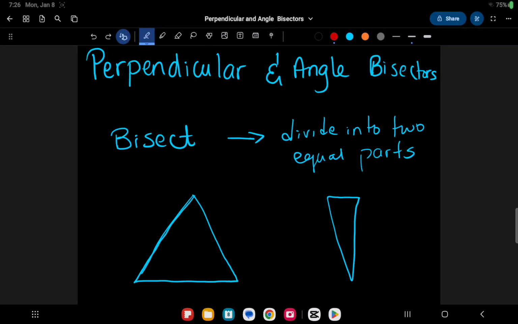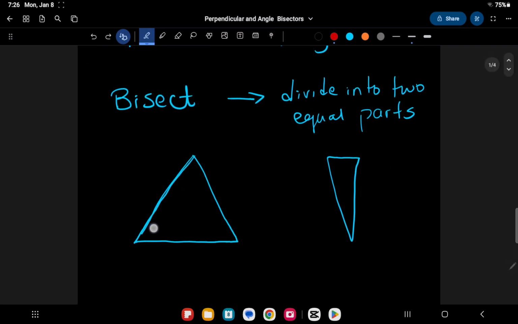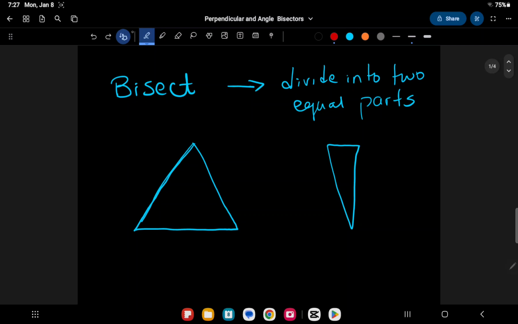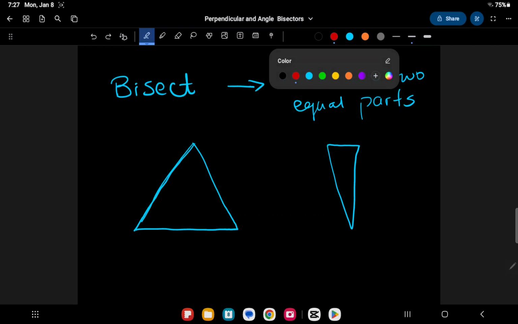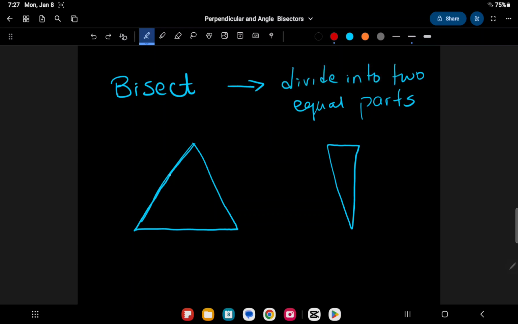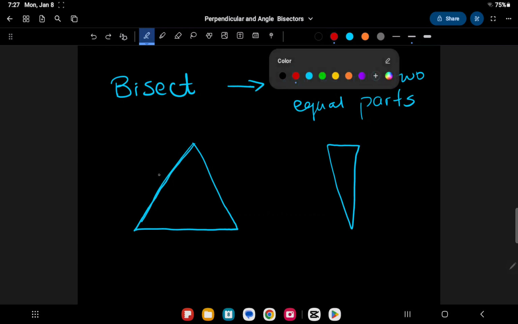This is about perpendicular and angle bisectors. The word bisect means to divide into two equal parts. Now you're looking at an isosceles triangle. An isosceles triangle has two equal sides. To indicate that the sides are equal, we will use a stroke.